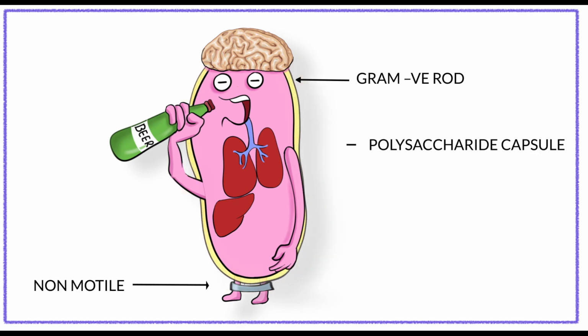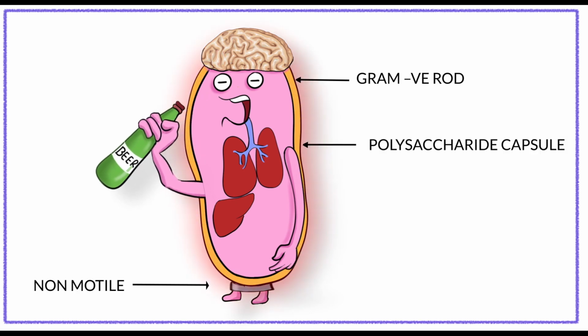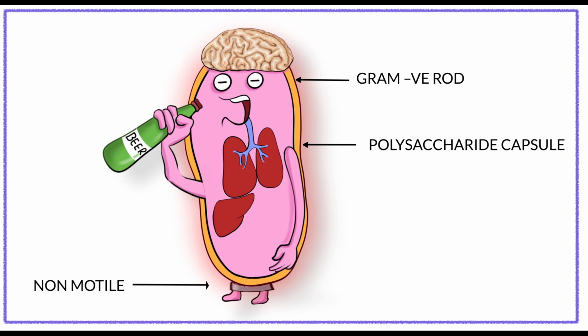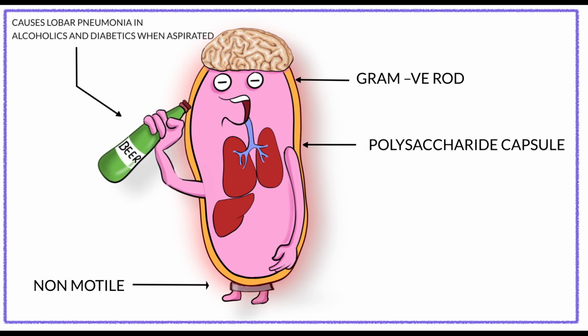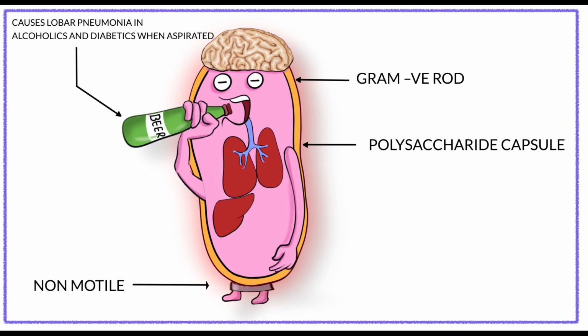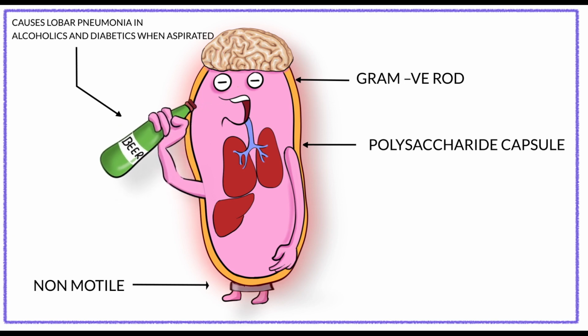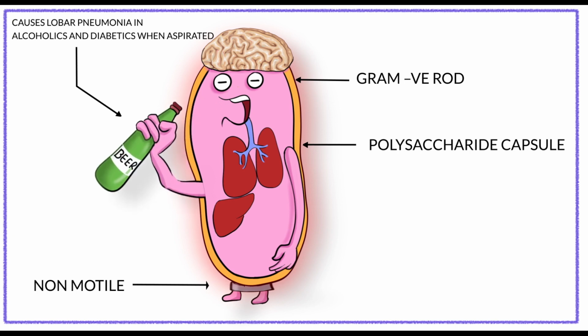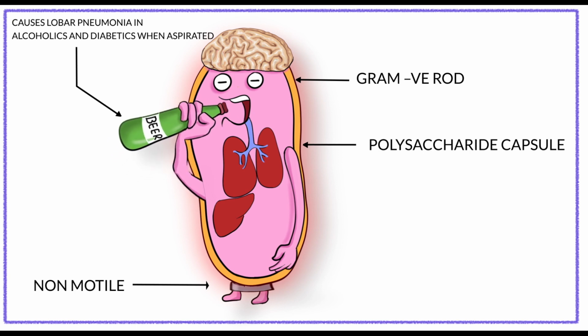Next is polysaccharide capsule. Klebsiella has a nice polysaccharide capsule outside the cell envelope. This capsule serves as an antiphagocytic virulence factor. Klebsiella can cause lobar pneumonia in alcoholics and diabetics when aspirated. Here, this alcoholic character will help you to remember this point.